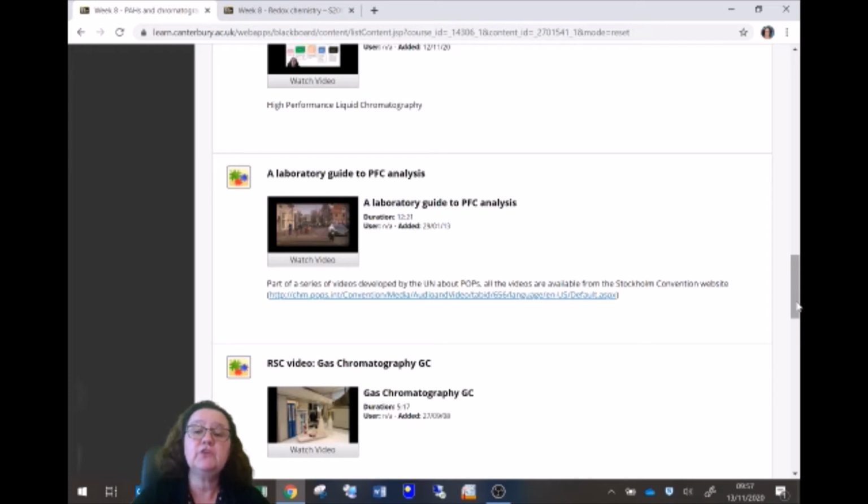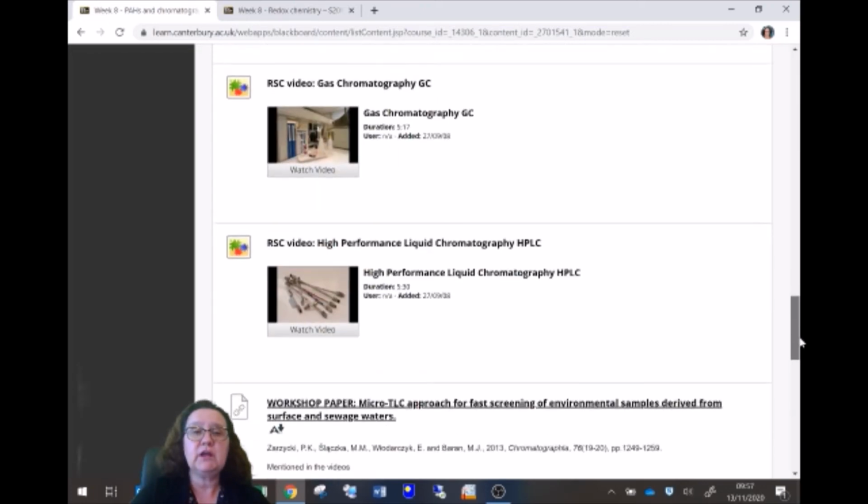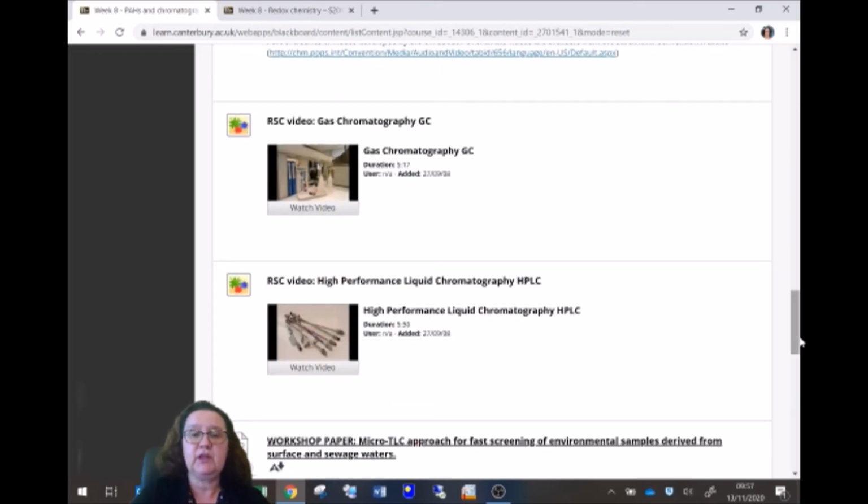It's also interesting because it's looking at a particular pollutant, which is a fluorinated compound. So all the persistent organic pollutants we looked at in the POP session were chlorinated compounds. This is a fluorinated compound. You've got a couple of videos from the Royal Society of Chemistry that are a general introduction to gas chromatography and a general introduction to high performance liquid chromatography that will be useful. It will hopefully give you the context of how those techniques work and what that equipment looks like.